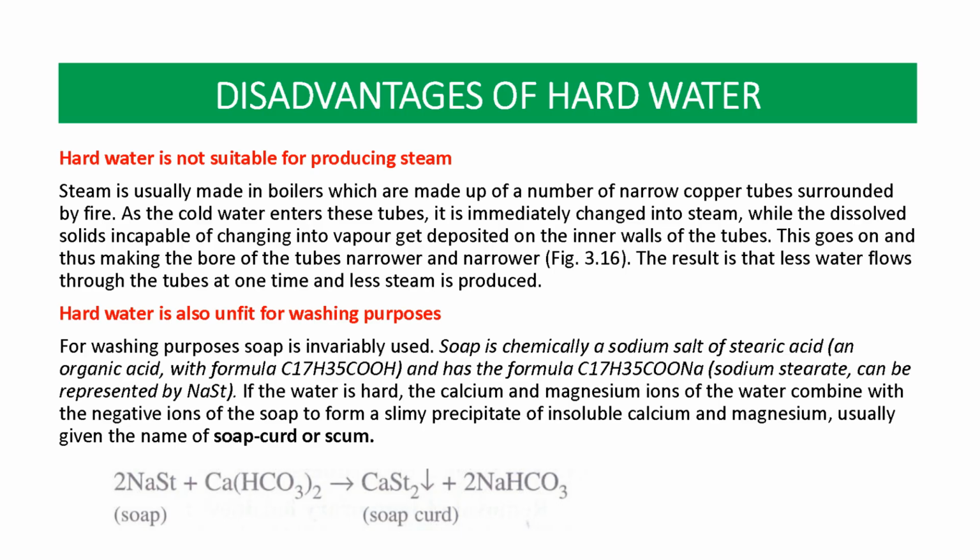As the cold water enters these tubes, it immediately changes into steam, while the dissolved solids, incapable of changing into vapor, get deposited on the inner wall of the tube. This goes on, thus making the bore of the tubes narrower and narrower. The result is that less water flows through the tube at one time and less steam is produced.